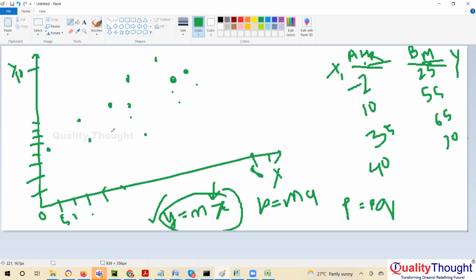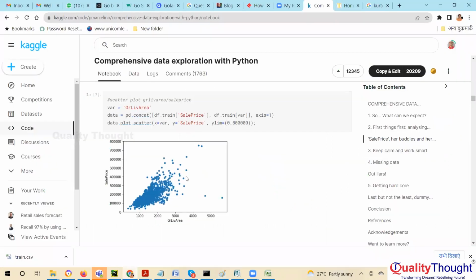Yes, this is your scatter plot. So this is the scatter plot. We are drawing the greater living area versus the sale price. On the x-axis you have greater living area. Which area you want to live in, you can choose, right?